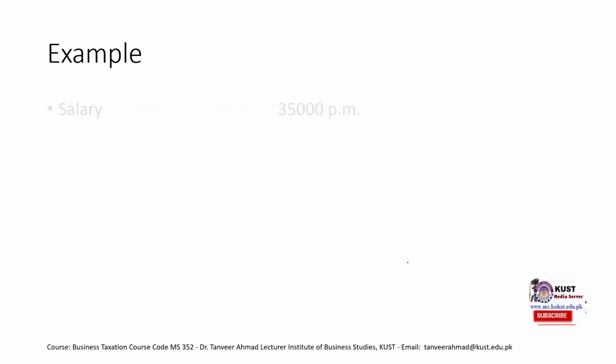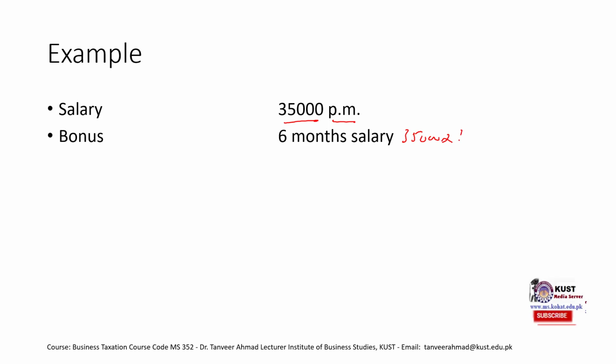Okay, let's have one more example. The salary is 35,000 rupees per month. Remember, PM stands for per month. If I haven't mentioned anything, then you would assume that it is an annual payment. Bonus is 6 months salary. So if salary is 35,000, then 6 months salary would be equal to the bonus. Additional allowance is 30,000.